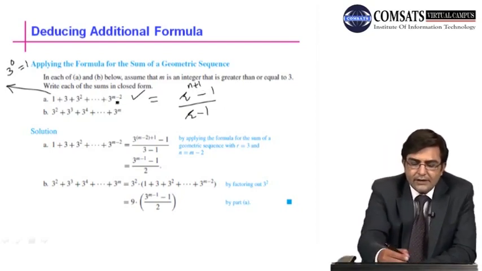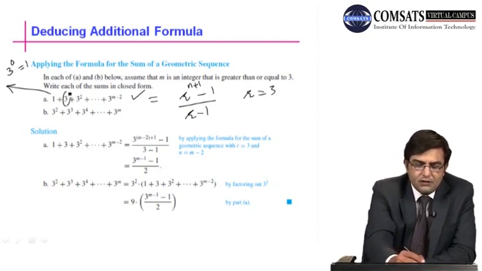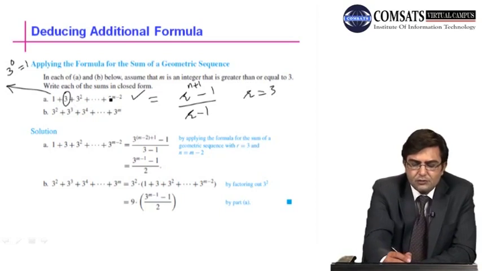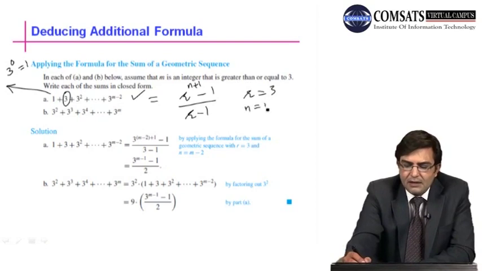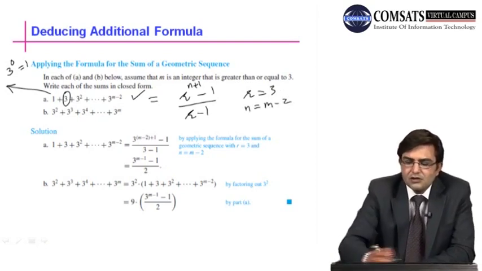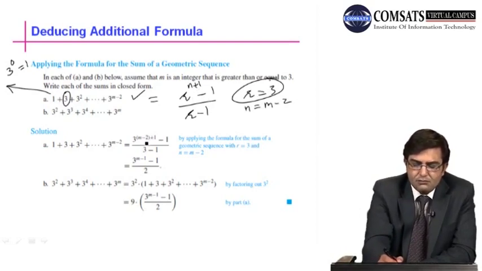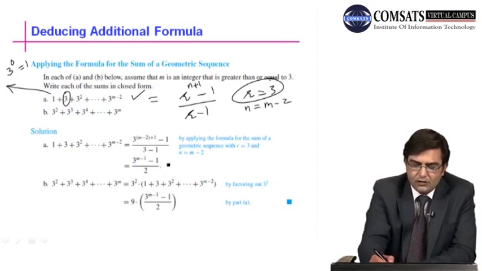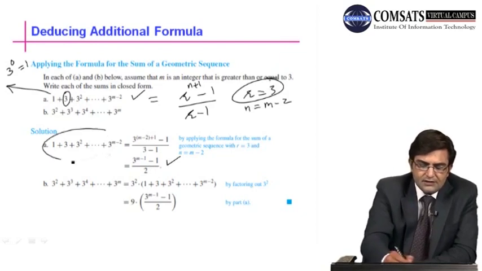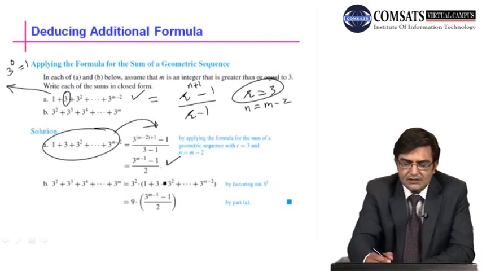Now what is r here? r is equal to 3 here, because here we have 3 power 2 and 3 power m minus 2. And what is n? n is basically m minus 2. So we put r is equal to 3 here and n is equal to m minus 2 here. So this is m minus 2 plus 1 minus 1 divided by 3 minus 1, and after simplifying we get this. So the sum of this series or this expression is given by this.